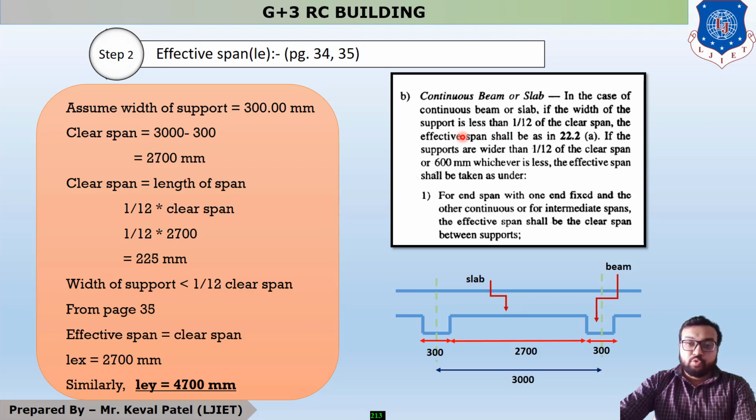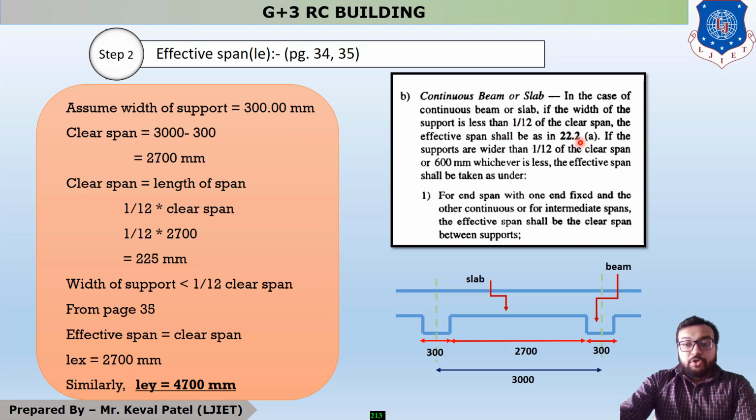if the width of support, and you all know that your slab is resting on a beam, so the beam is the support of the slab. In the question it is clearly mentioned that your width of support is 300 mm. But whenever there is no clarification, then you have to assume 230 mm or 300 mm, whatever you require. So in this example, we use width of support equal to 300 mm.